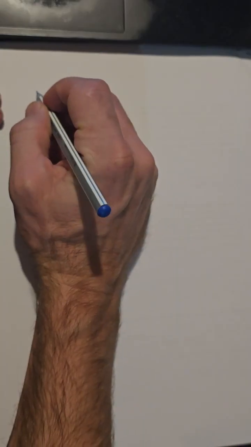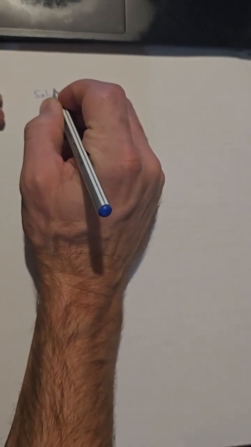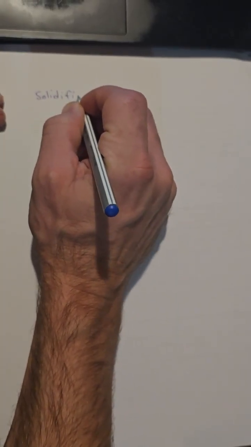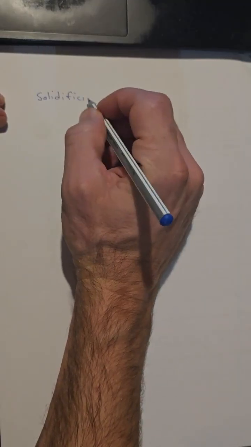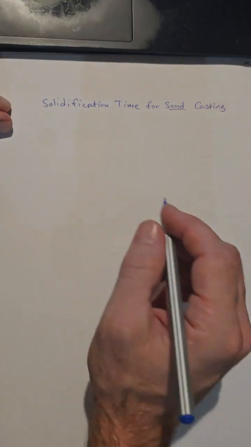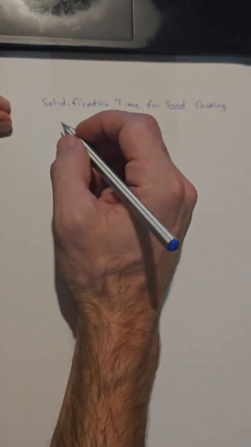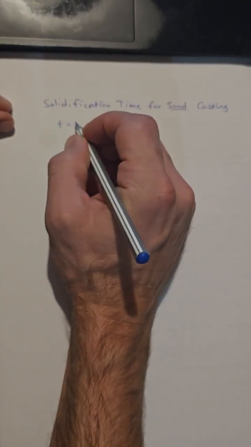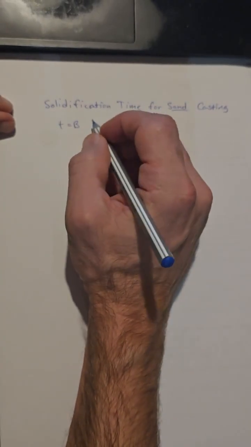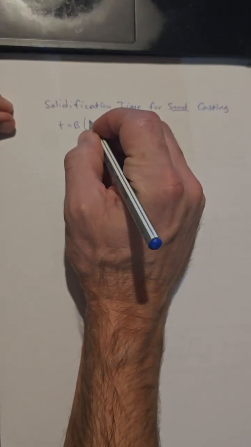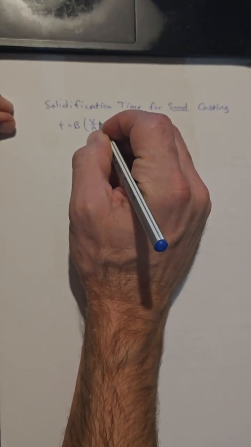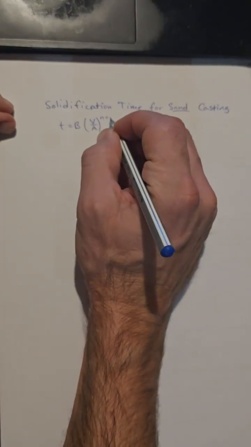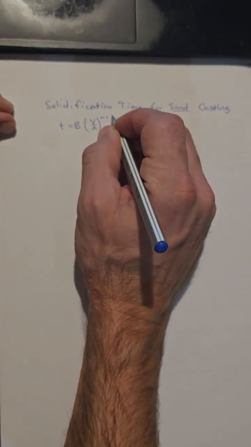We are studying solidification time for casting, and a couple different kinds of casting that we're looking at are sand casting and die casting. So let's look first at sand casting. The equation for solidification in sand casting relates to Chvorinov's rule and generally is given by the expression T, solidification time, equals B, V over A to the n, and usually, for our purposes, we assume that n equals 2.